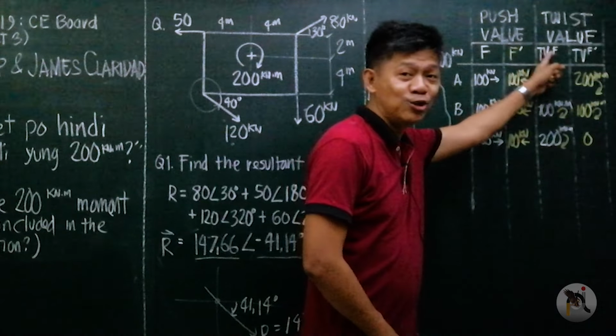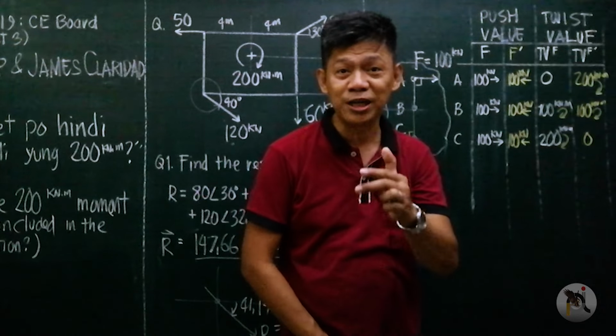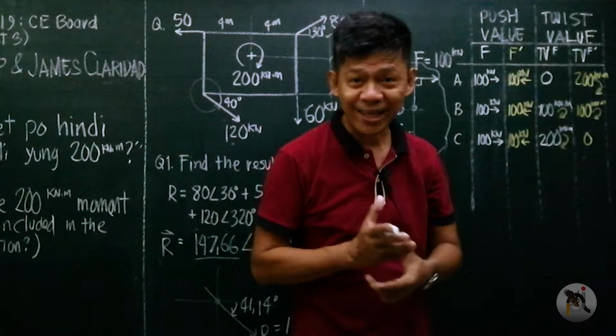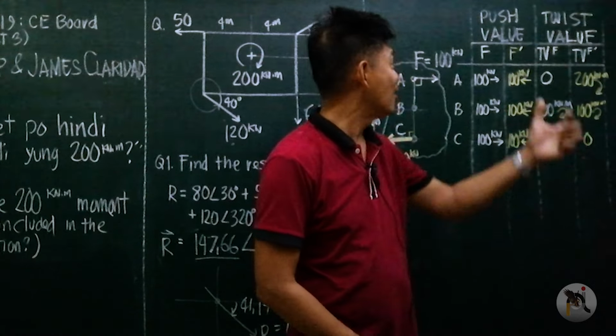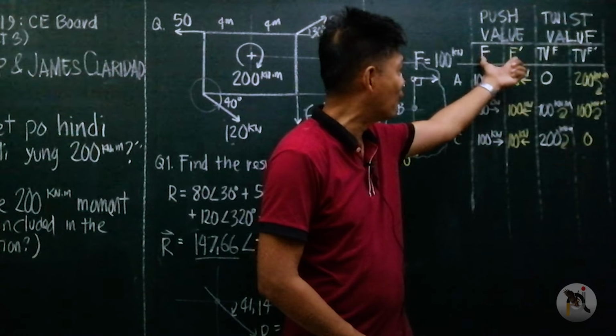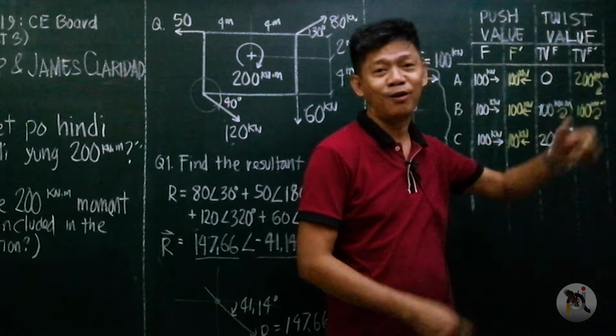This twist value that we are calling in this discussion is called in books moment. Okay? You follow? We normally call this the force, and we call this the moment of the force.